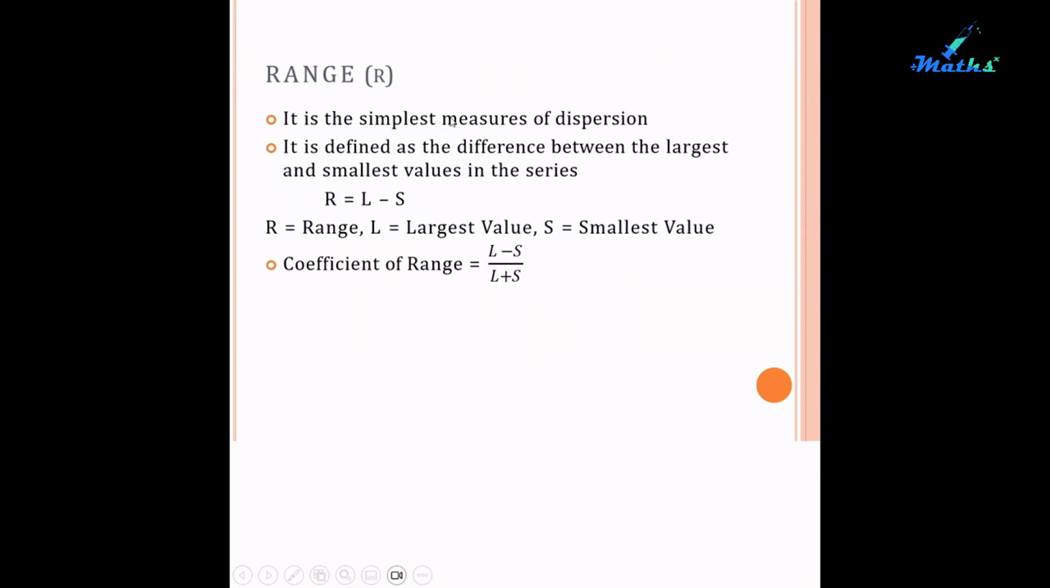First of all, we would like to talk about range, which is R. It is the simplest measure of dispersion, and it is defined as the difference between the largest and smallest value in the series. The function is R equals L minus S, where R is the range, L is the largest value, and S is the smallest value. And the coefficient of range is equal to L minus S divided by L plus S.